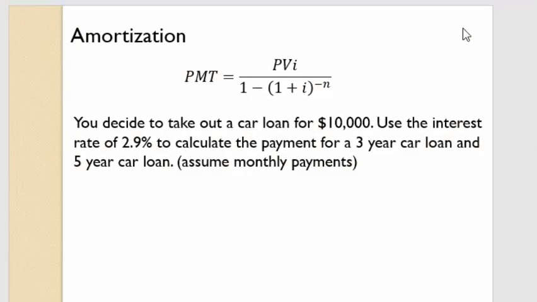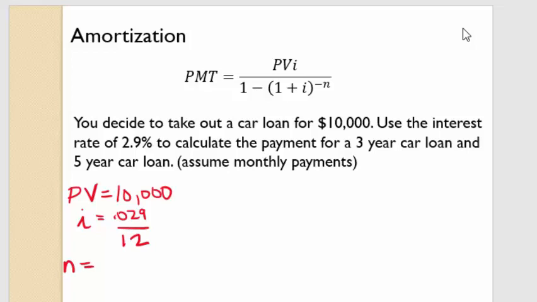You decide to take out a car loan for $10,000. Use the interest rate of 2.9% to calculate the payment for a 3-year car loan and a 5-year car loan. Assume monthly payments. So I need to first pull out a PV, or the amount of the loan, which is $10,000. I have a rate of 2.9%, so that means my I is going to be 0.029 divided by 12 because I'm making monthly payments. And my N is going to be, first let's do the 3-year, so N is going to be 3 times 12, which is 36. I'm making 36 payments.